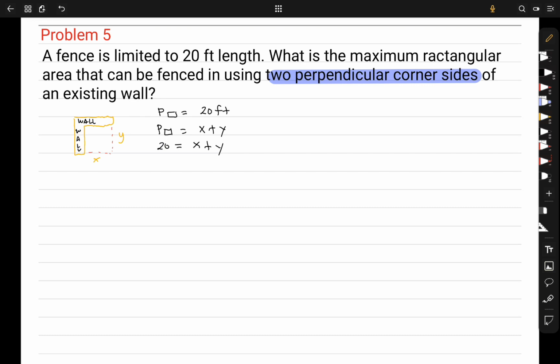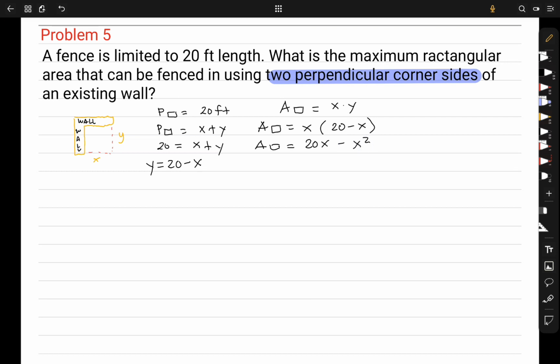And then, what is asked of us is our area, right? Area. So, our area is x times y. Length or width. So, from here, we could say that y is equal to 20 minus x. Then, we substitute this y into our area equation. x multiplied by 20 minus x. Then, our area is 20x minus x squared.